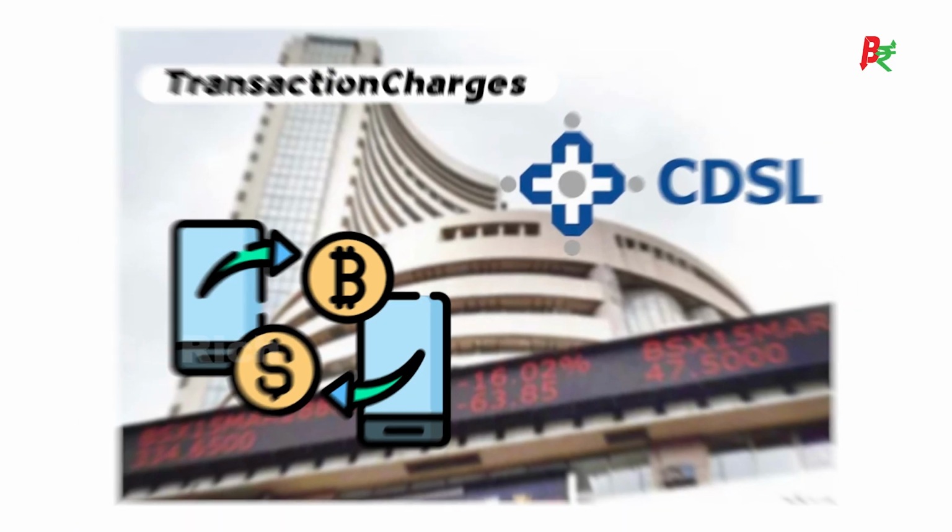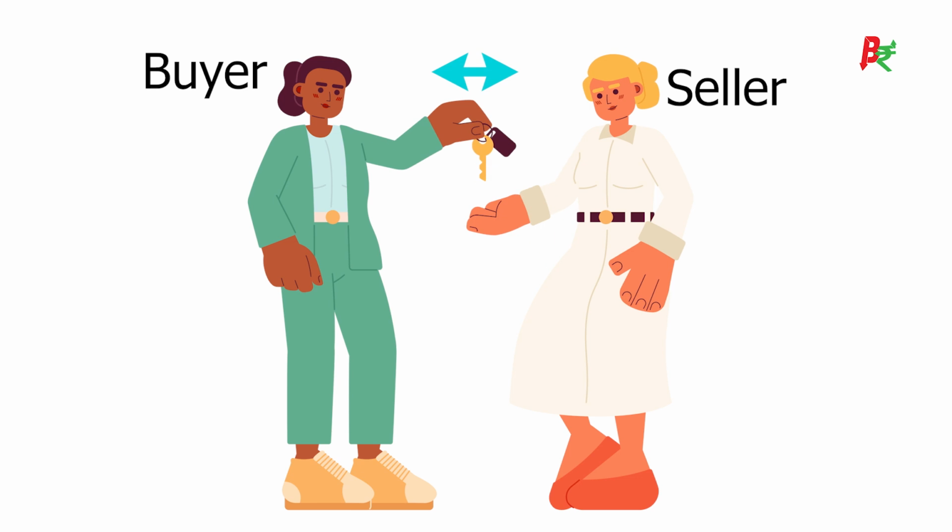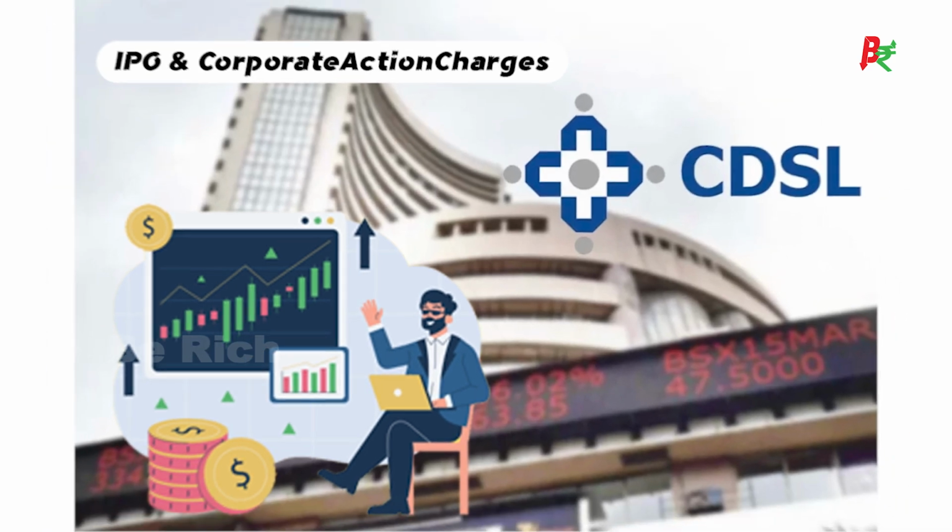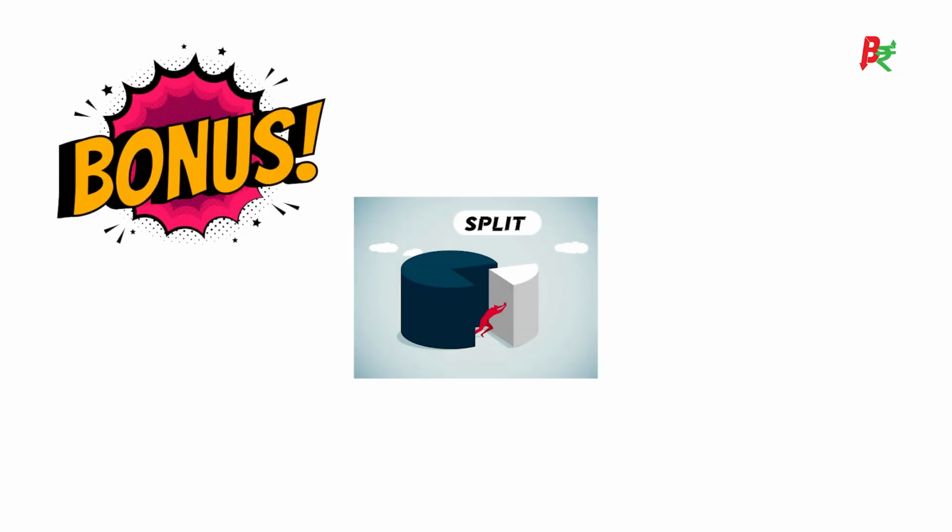The second one is the transaction charge, sir. If you buy or sell shares, they need to be transferred from the seller to the buyer, so CDSL also makes revenue from the transaction charge. Like if we buy 10 shares and then sell 10 shares, there is a transaction charge. And for IPO and corporate actions, if we apply for an IPO we need to pay some charges, and for corporate actions like bonus, split and rights issue we also need to pay, sir.